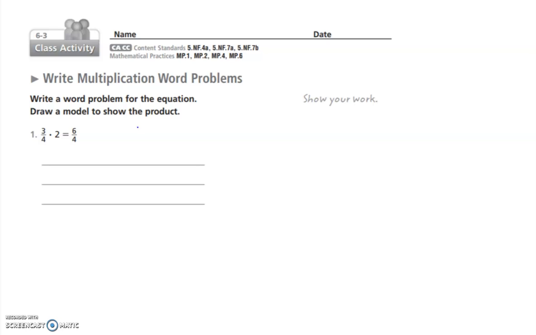Hi guys! I am moving on to lesson 6-3. You should have out your SAB, your homework and remembering journal, and a sharpened pencil. You might want to have scratch paper, but this lesson has a lot of room, so you should totally be fine in that regard. So today's work is all about word problems, but kind of the reverse.